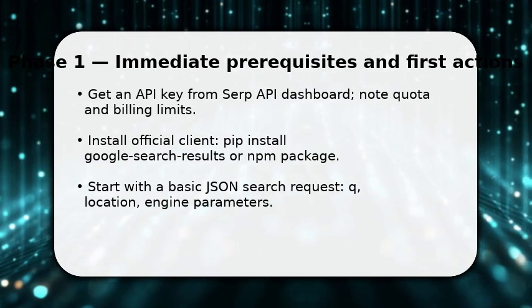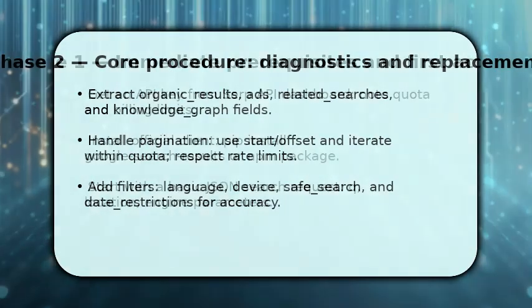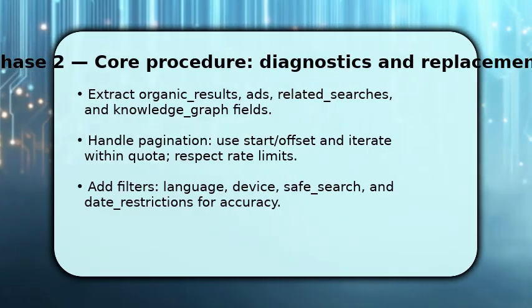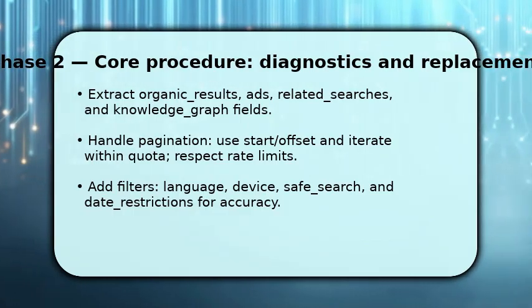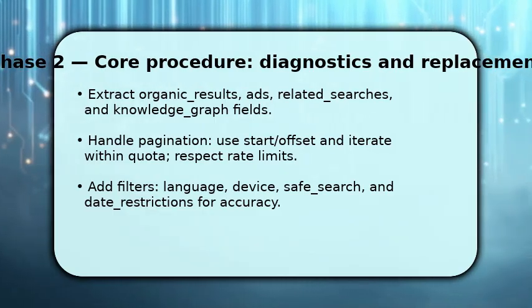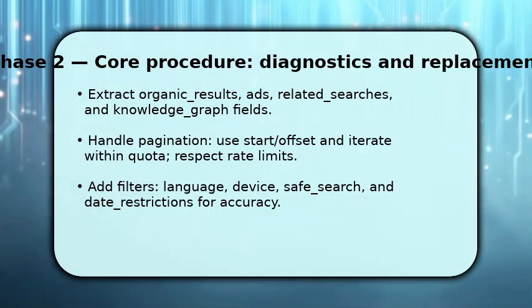You now parse the payload. Pull organic results, ads, and knowledge graph entries and normalize fields you need. Then refine queries by adding language, device, and date restrictions so responses match your intent. Once done, implement pagination with start or offset and iterate carefully. Watch quota and back off on 429 responses.